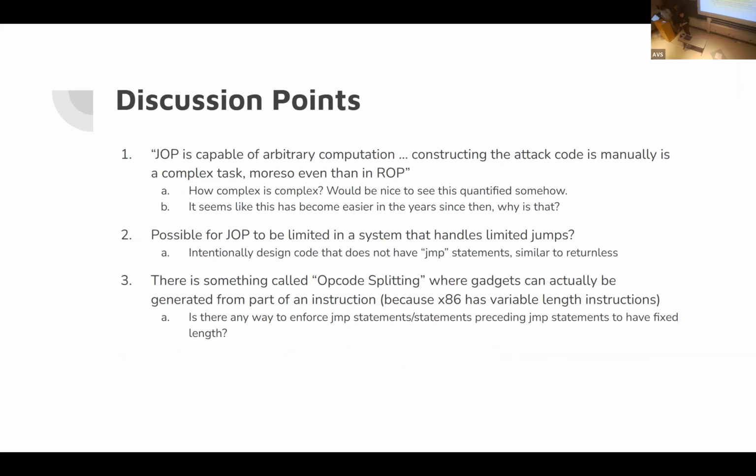Some of the discussion points we had: the first one was that the paper mentions it's a complex task to find gadgets and assemble this code. So we're wondering how complex is complex, because obviously a really hard to launch attack isn't going to be that feasible. Second, is it possible for JOP to be limited in a system that has limited jumps? If the system doesn't even have that many jump instructions in the first place, can we still use this attack? And third, there's something called opcode splitting, which is where they find gadgets from variable length instructions. So in x86, is it possible to eliminate this possibility? That's all we have for discussion points. Thank you very much.